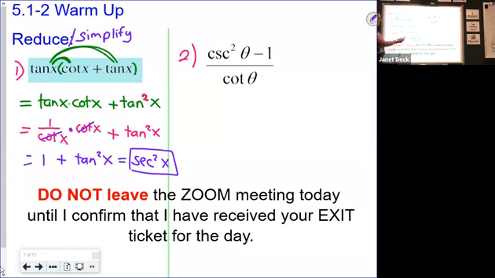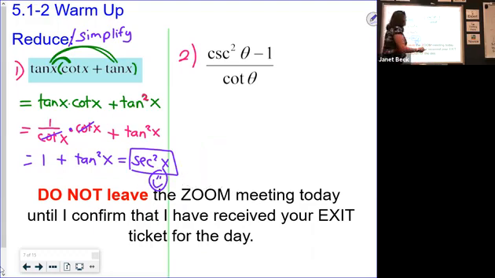This could have been written there. Secant is the reciprocal of cosine. So this answer isn't wrong. But because it includes a fraction, it's not as simplified as the secant. So that's not wrong, but this one is a better answer, okay? It's hard to know when to stop sometimes. So that was the first one.